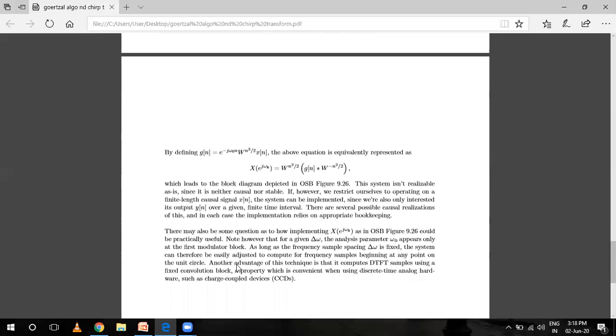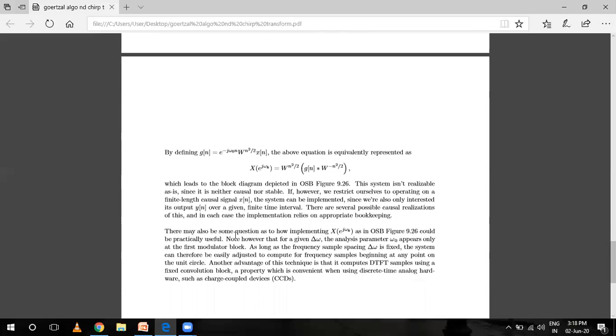The above equation is equivalently represented in this equation. So the system is not reliable as is, since it can be neither causal nor stable. If, however, we restrict ourselves to operating on the finite length causal signal x(n), the system can be implemented. Since we are also only interested in its output y(n) over a given finite time interval, there are several possible causal realizations of this, and in each case the implementation relies on appropriate bookkeeping.